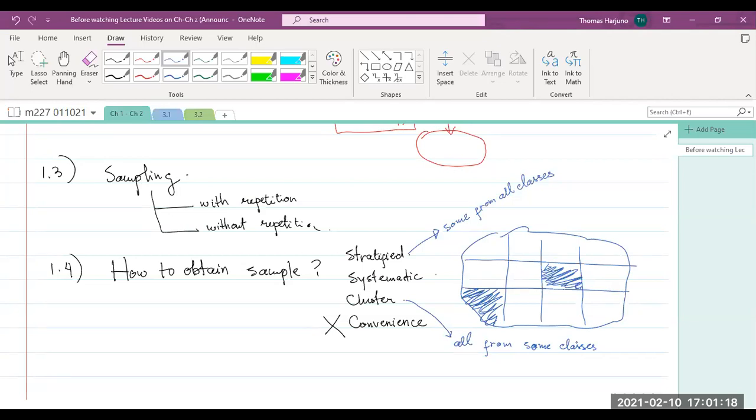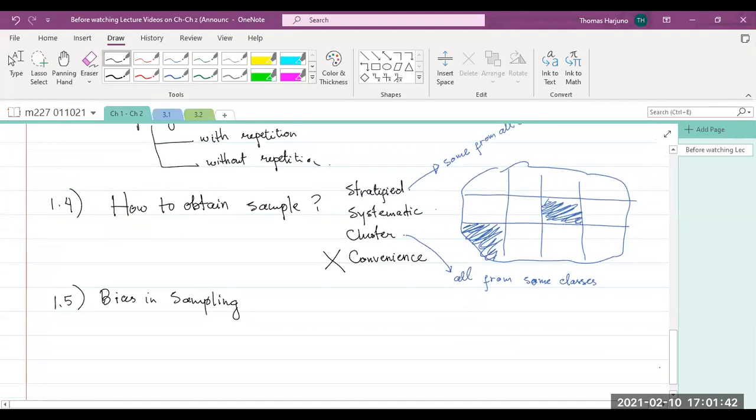When you go to 1.5 and 1.6, they describe a lot of bias in sampling. Things that we need to be careful about when we do sampling, such that the data we get is not biased. For example, it is not appropriate for me to ask, and when I say not appropriate, I mean that the result I get will not be the true proportion. For example, if I ask, how many of you here are actually repeating the class?